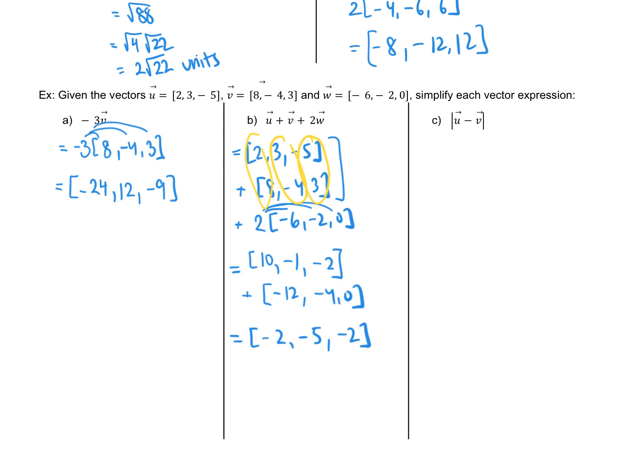Finally, we want the magnitude of vector u minus v. I am going to start off by finding u minus v. So 2, 3, negative 5, minus 8, negative 4, 3. Careful with your signs here. 2 minus 8 is negative 6. 3 minus negative 4 is 7. Negative 5 minus 3 is negative 8.